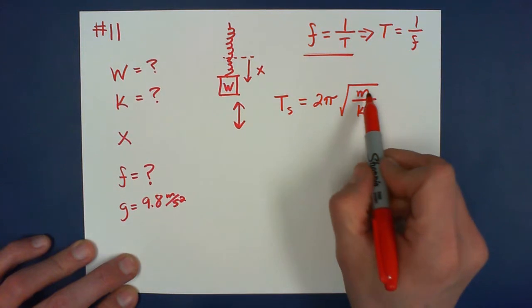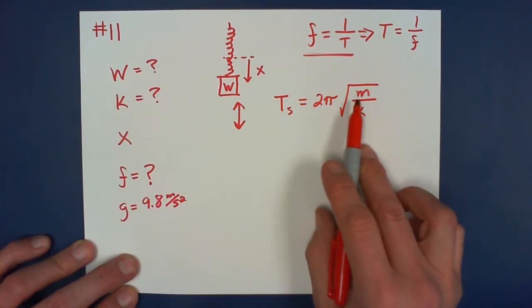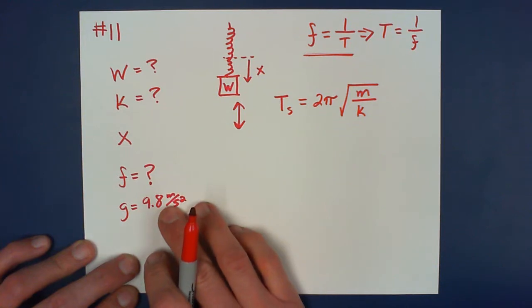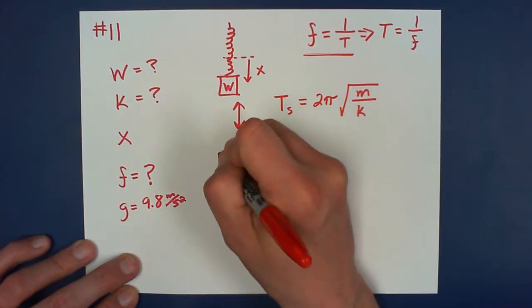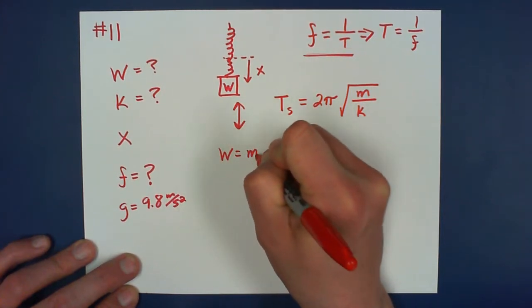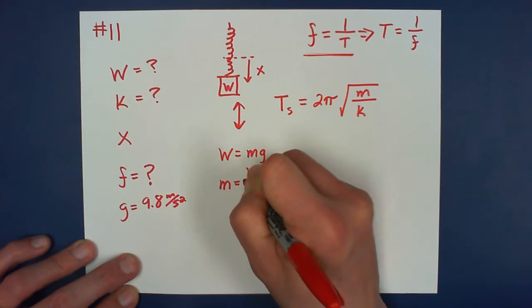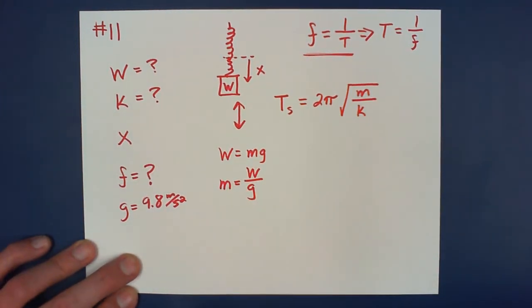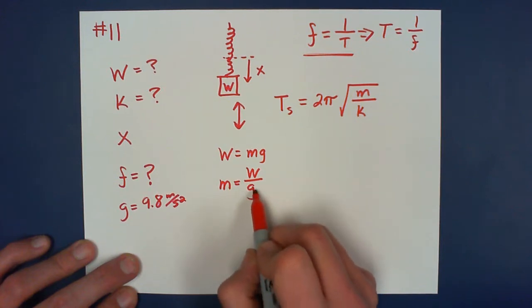Now m is unknown because we don't know the weight, and so is k. So these are both unknown values. Let's think about this. How do I find m? Well, the weight is going to be equal to mass times gravity. So to find the mass, that's going to be equal to the weight over g. That gives me the mass with respect to W and g that we know.